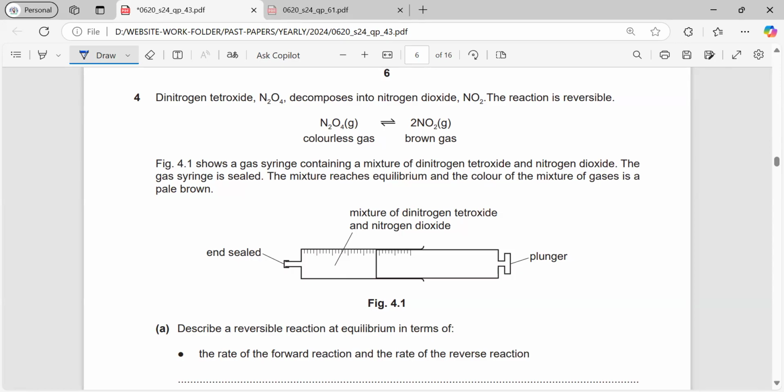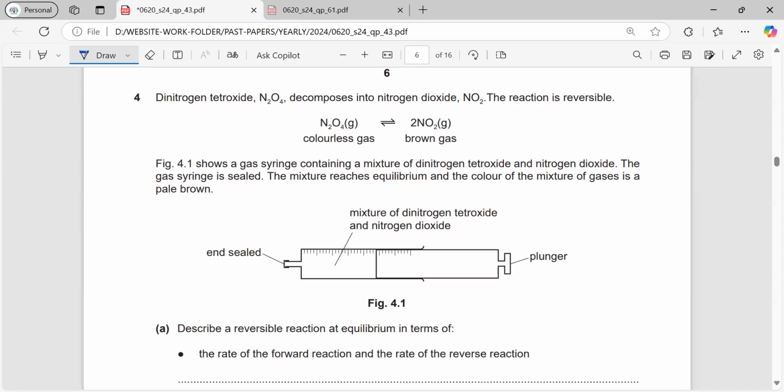Dinitrogen tetraoxide, N2O4, decomposes into nitrogen dioxide, NO2. The reaction is reversible. As you can see, this is a reaction where N2O4, which is a colorless gas, becomes NO2, which is a brown gas. This is a reversible reaction.